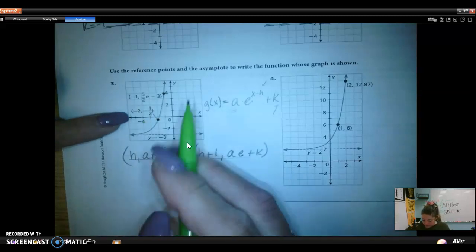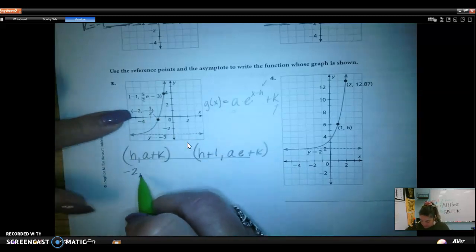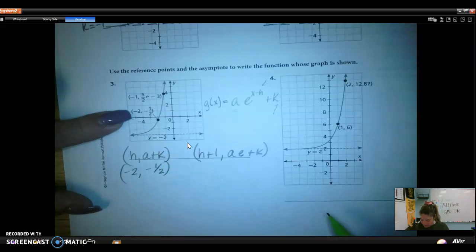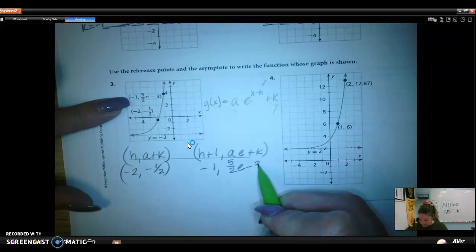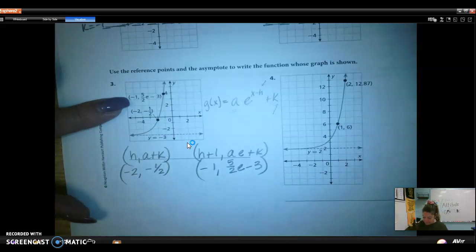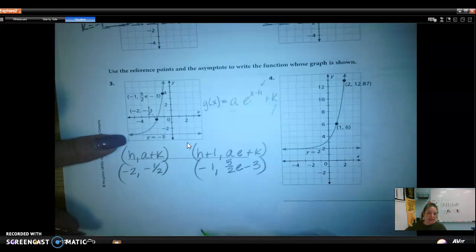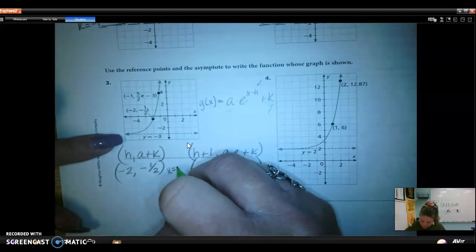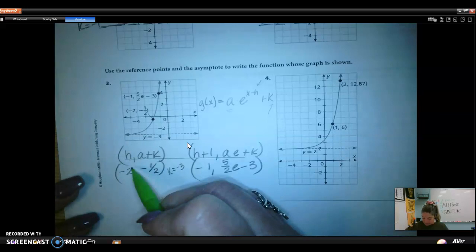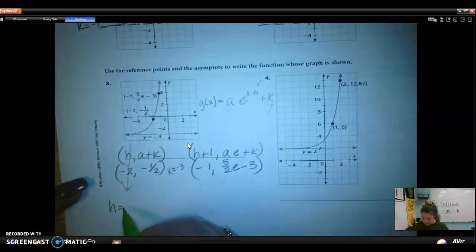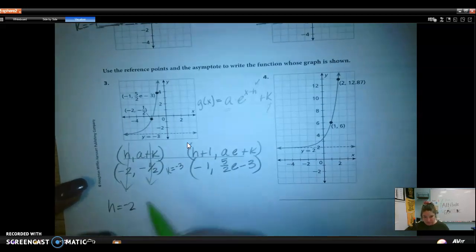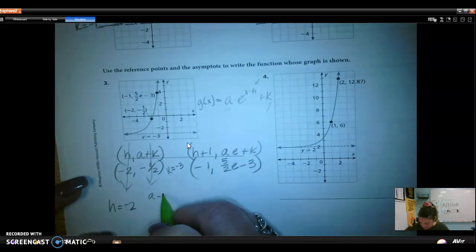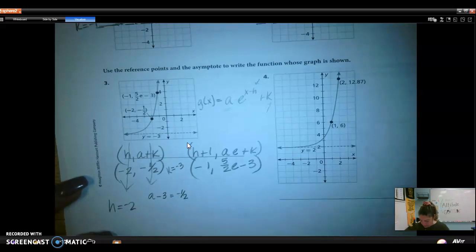Okay? So my h value for my first one is -2, and then -1/2. My next one is -1, and then 5/2 e minus 3. And my asymptote is at y equals -3, so I know my k value is -3. All right, here we go. h is -2. a plus k is -1/2. k is -3, so I know a minus 3 is -1/2. I'm going to add 3. a is 2.5.